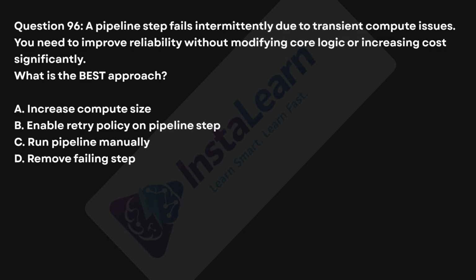Question 96. A pipeline step fails intermittently due to transient compute issues. You need to improve reliability without modifying core logic or increasing costs significantly. What is the best approach? A. Increase compute size. B. Enable retry policy on pipeline step. C. Run pipeline manually. D. Remove failing step.